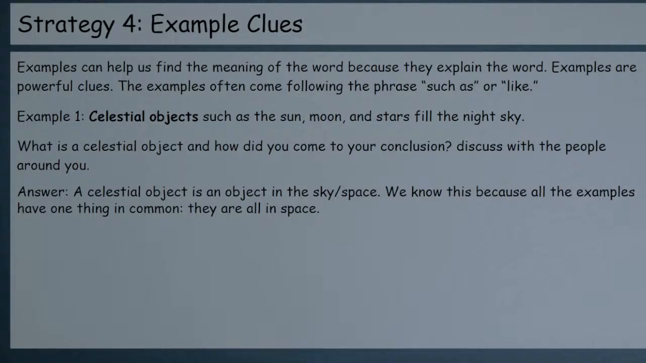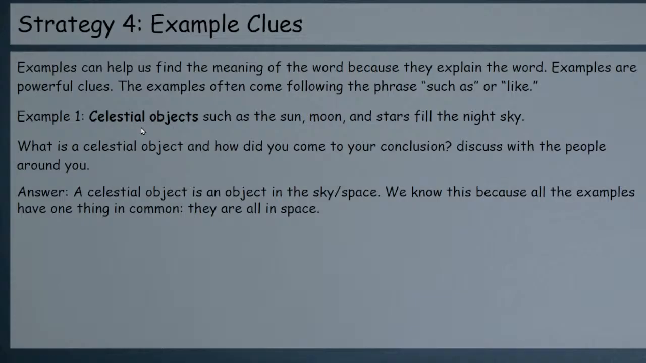The answer is a celestial object is an object in the sky or in space. We know this because all examples have one thing in common. They're all in space. Here, the examples we have are the sun, the moon, and the stars in the night sky. There are different types of objects that are in the sky. There are different types of objects that are in space, right? So these examples tell us what a celestial object is because they all have one thing in common.